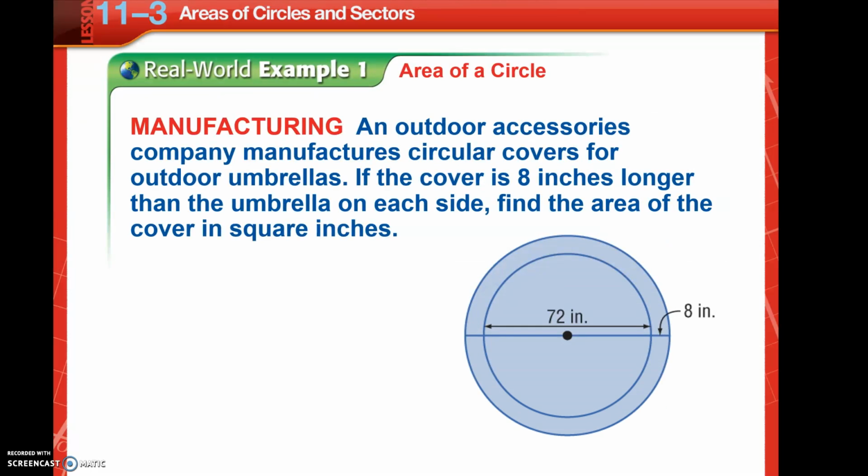An outdoor accessory company manufactures circular covers for outdoor umbrellas. If the cover is 8 inches longer than the umbrella on each side, then find the area. So we need to add 8 inches on this side too. So my full diameter would be 88 inches. So my radius would be 44 inches. So my area is pi times 44 squared, and you do have to square first before you multiply by pi.